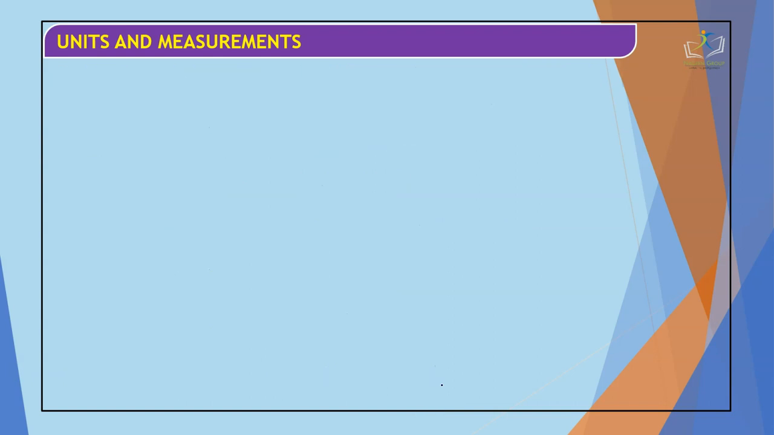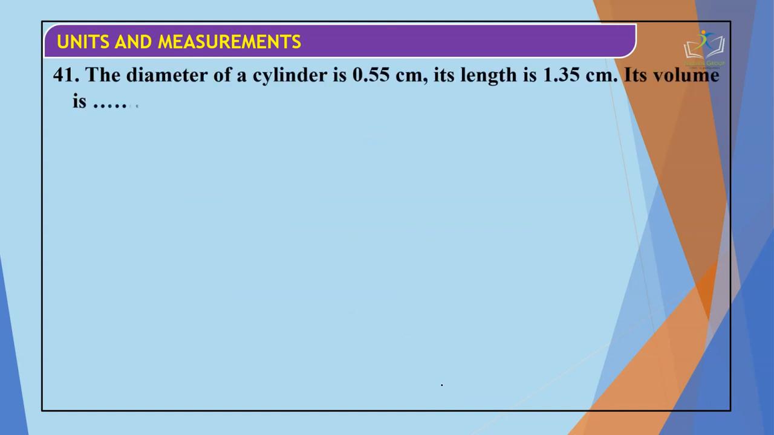Moving ahead with the next question. The diameter of a cylinder is 0.55 centimeter. Its length is 1.35 centimeter. Its volume is a dash centimeter cube.